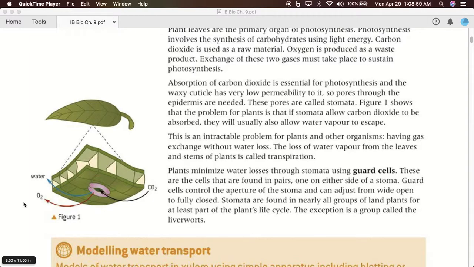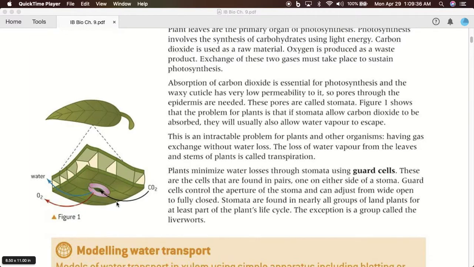And this gas exchange process is going to occur through these little tiny pores on the underside of the leaf called stoma. And the plural of that is stomata. And the little pink guys that are kind of on the sides of that pore, those are called guard cells. And basically, the guard cells are going to puff up when there's a lot of water and they open. And then when there's not a lot of water, they become quote unquote flaccid and then they close.